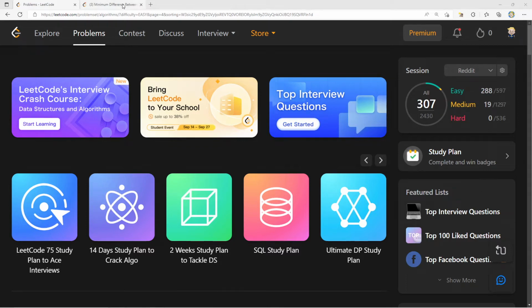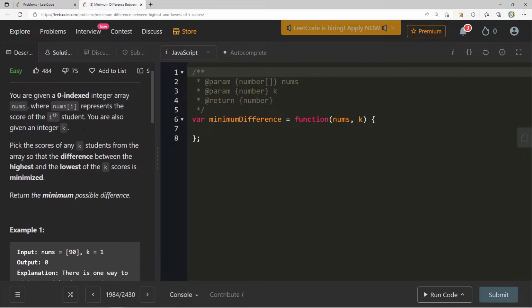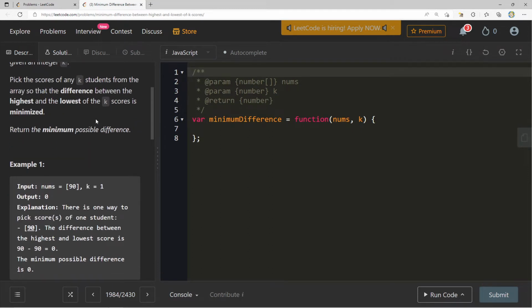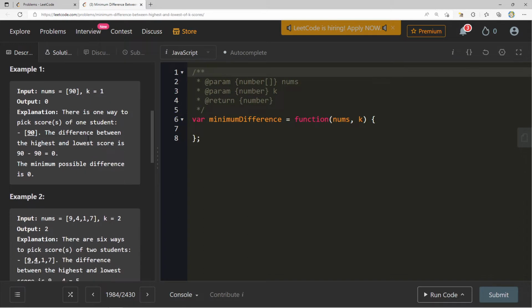So we're going to start off today with minimum difference between highest and lowest of k scores. It says we're given a zero-indexed integer array nums where nums[i] represents the score of the ith student. You are also given an integer k. Pick the scores of any k students from the array so that the difference between the highest and lowest scores of the k scores is minimized. Return the minimum possible difference. There's one way to pick scores of one student. The difference between the highest and lowest score is 90 minus 90, which is 0, okay?